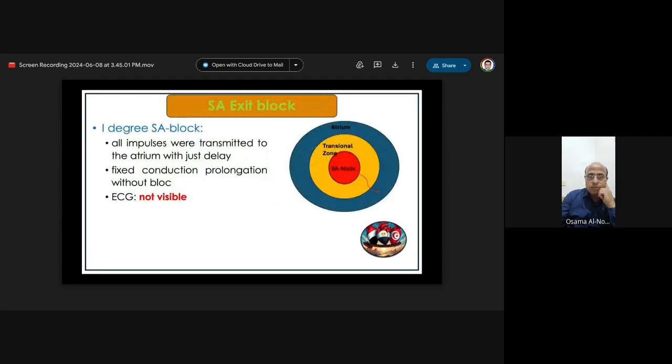For sinoatrial exit block, the sinus node continues to depolarize normally, but the block is due to failed propagation of pacemaker impulses beyond the sinoatrial node.